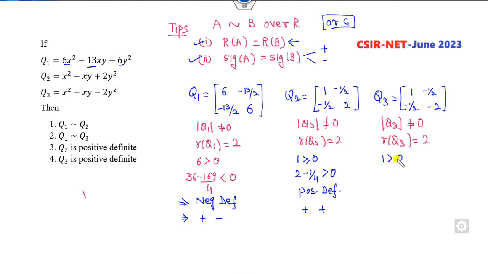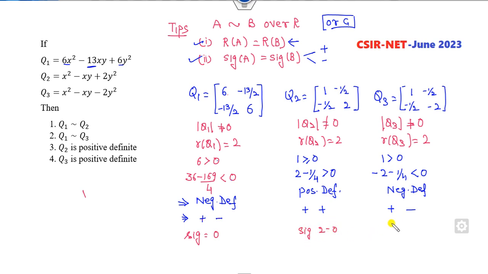First principal minor is greater than 0. Second is minus 2 minus 1 by 4, less than 0. It is negative definite. One eigenvalue is positive, second eigenvalue is negative. So what is my signature? 1, 1, 0. Signature is 2.